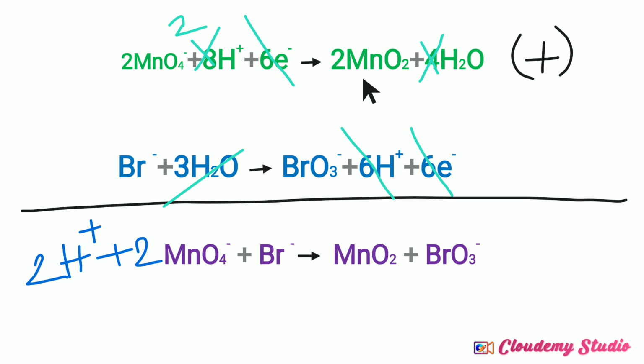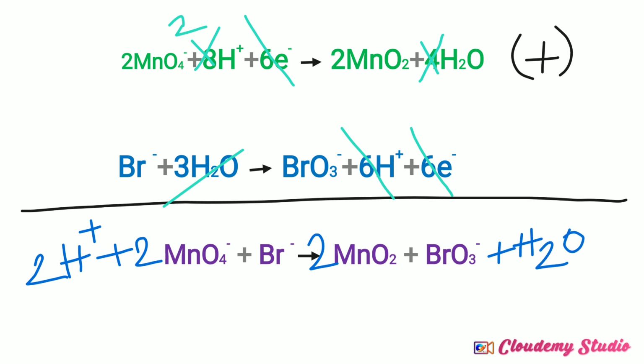Here the first equation at the products, what is left out? 2 molecules of MnO2, that is 2 molecules of manganese dioxide, we need to write it here. Then what else is left out? 1 bromate ion, that is written. In addition, what others is present? Here 1 molecule of water also we need to add on the right hand side. So 1 molecule of water is added on the right hand side.